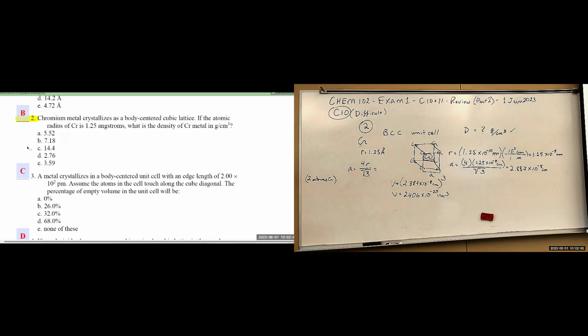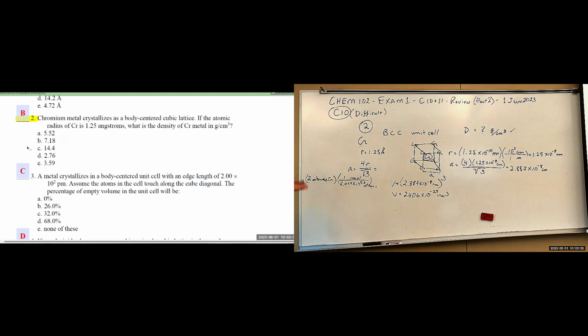Molar mass, 52.00 grams per mole. So how many moles is 2 atoms? Right, we need 6.022 times 10 to the 23rd atoms, right? That cancels that, leaves us with moles.